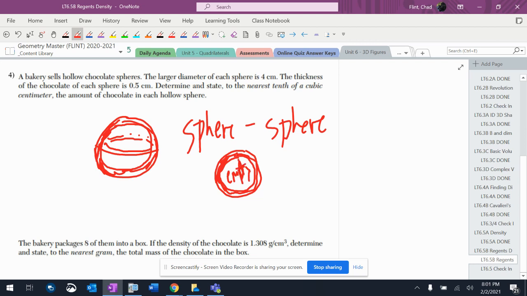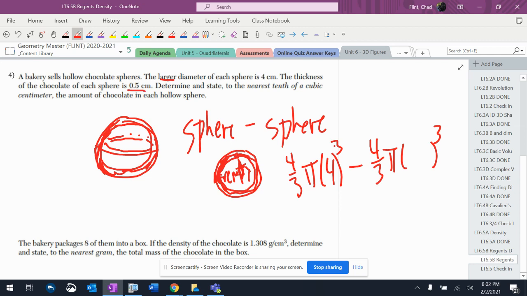All right, so it says the larger diameter of each sphere is 4. So it's going to be 4/3 times pi times 4 to the third. And then 4/3 times pi times something to the third. Okay, well, the something is take the 4 and subtract how much chocolate there is. It says the thickness of the chocolate is 0.5. So this is 4 minus 0.5, or 3.5. So the hollow sphere on the inside would have a radius of 3.